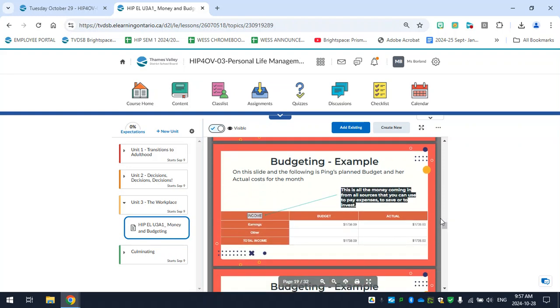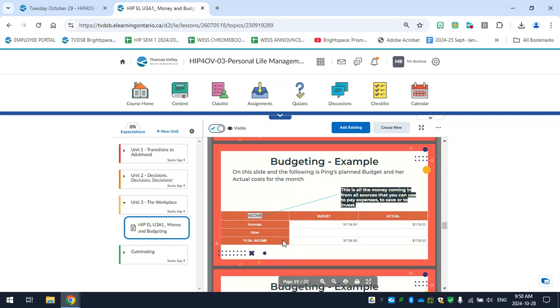On this slide and the following is Ping's planned budget and her actual cost for the month. So looking at income, this is all the money coming in from all sources that you can use to pay expenses, to save, or to invest.